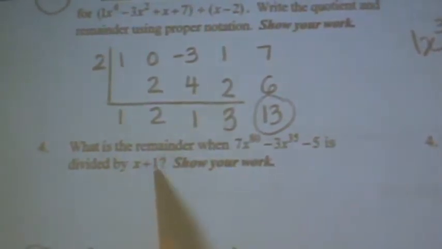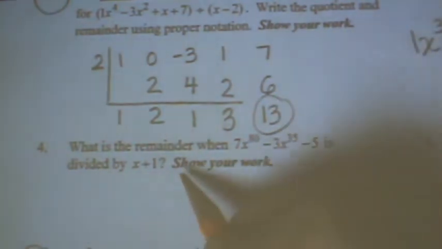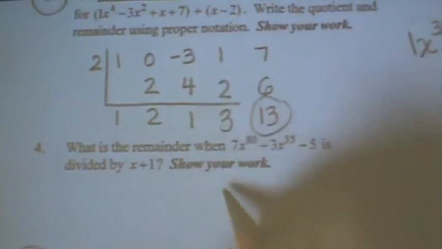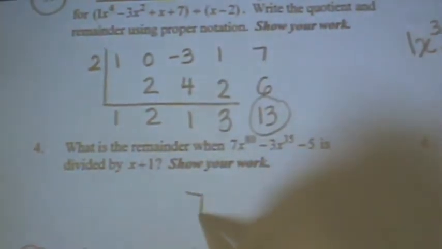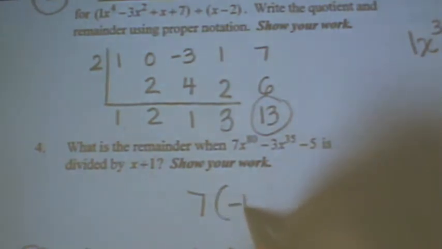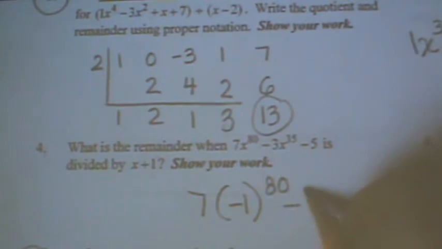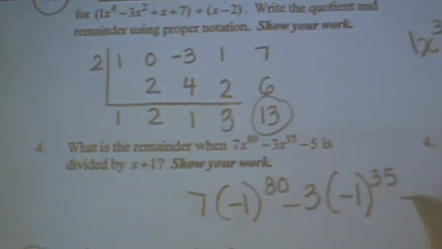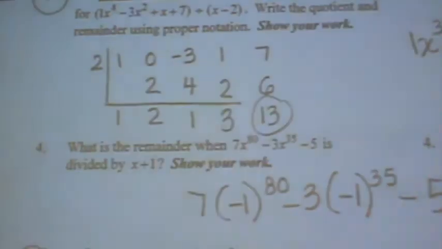Now for number 4, if I asked you what the remainder is, what you could do is plug in, only for this one, evaluate this for f of -1. So you would do 7 times -1 to the 80th power minus 3 times -1 to the 35th power minus 5. And whatever you get is your remainder. Questions?